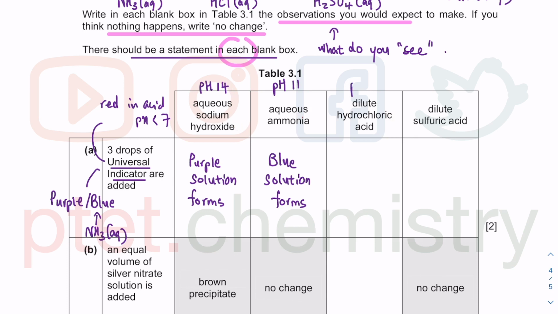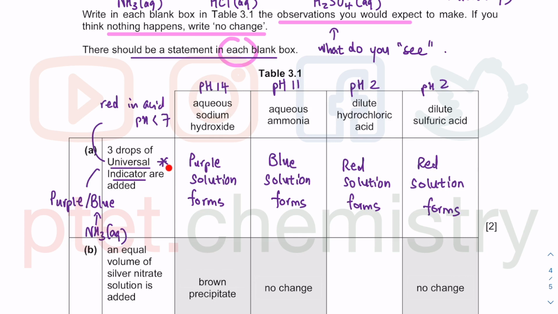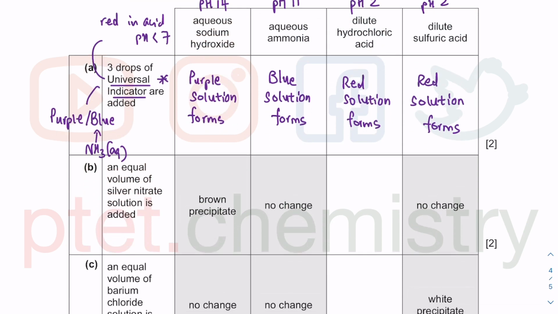Hydrochloric acid and sulfuric acid are around pH 2 and pH 2. So they will be around red color rather than orange yellow, because orange yellow is for like pH 5, pH 6. So dilute hydrochloric acid will go red solution. The indicator here refers to the solution, not the universal indicator paper. So therefore, we get the change in the color of the solution. This is as stated in the syllabus: describe the changes of universal indicator in acid and alkali, straight from the acids, bases, and salts topic.